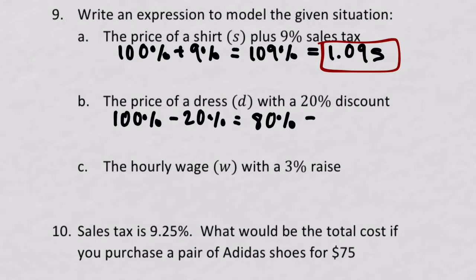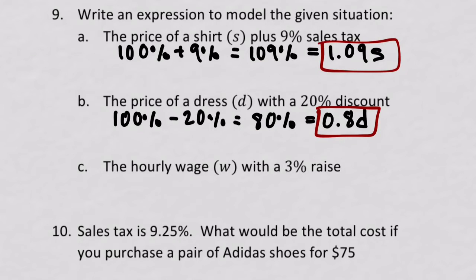Change that to a decimal. Once again, move the decimal over twice. So the decimal is here, move it once, twice. 0.8 or 0.80. 0.8 is the simplest form. And we're talking about a D for dress, so 0.8 D. That is the expression that represents a 20% discount on a dress. You get the hang of it? Now watch the last one.